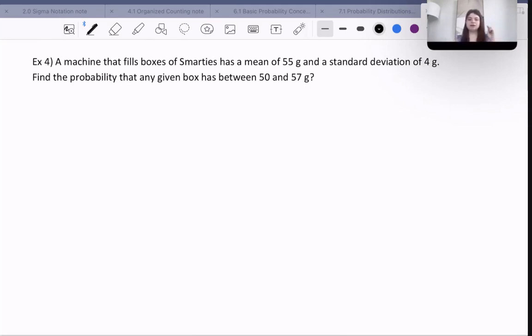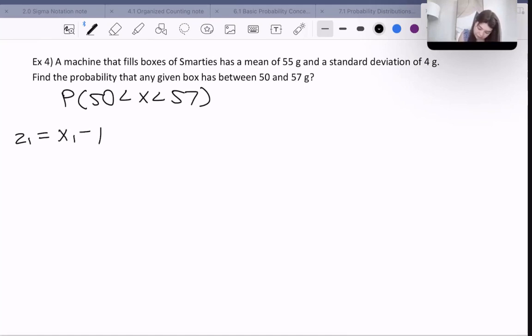We need to find two different Z scores, right? We need to find the Z score for 50 and the Z score for 57, because we want the probability that our answer is between 50 and 57. So let's find Z score 1. Z score 1 is going to be x1 minus the mean over the standard deviation. And let's just say this is x1 and this is x2. And then Z score number 2 is going to be equal to x2 minus the mean over the standard deviation.